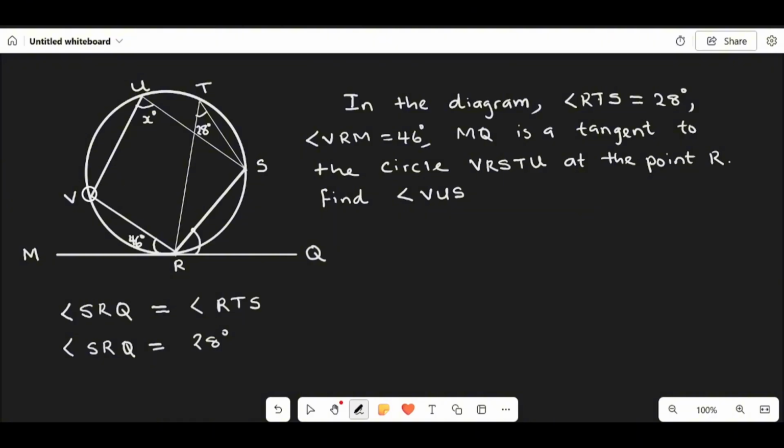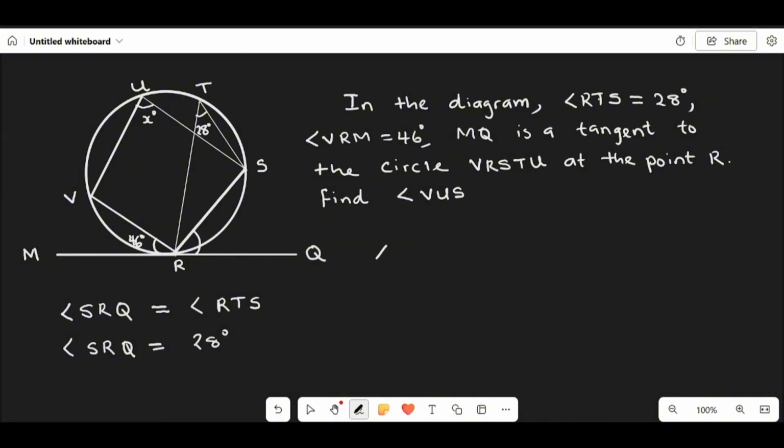and angle VRM plus angle VRX plus angle XRQ is equal to 180 degrees because the sum of angles on a straight line are supplementary.